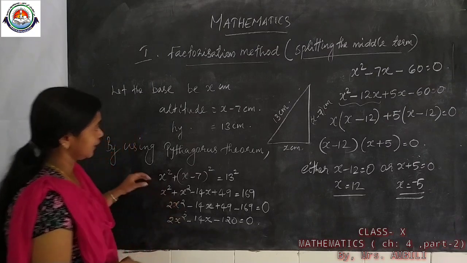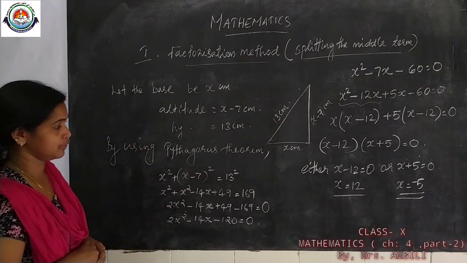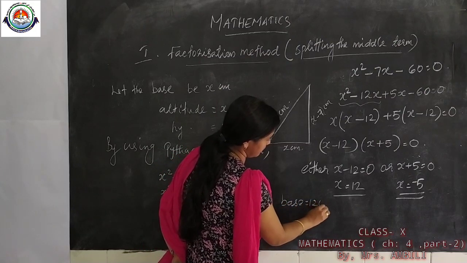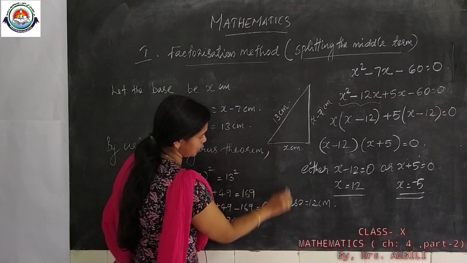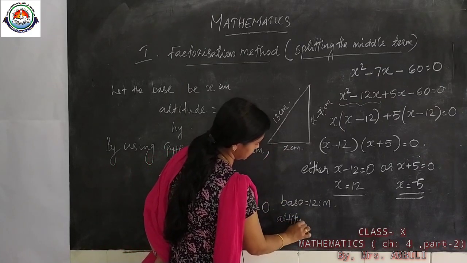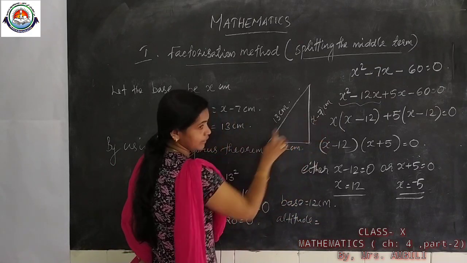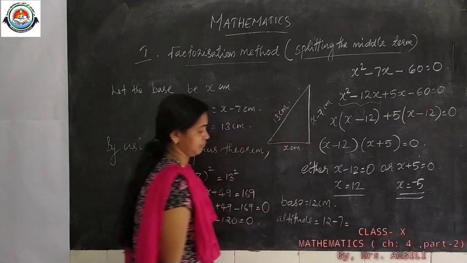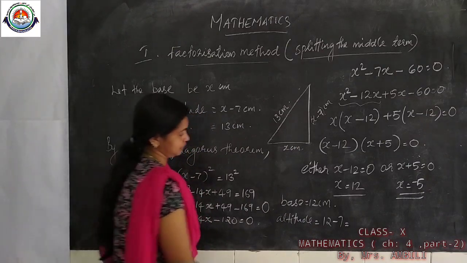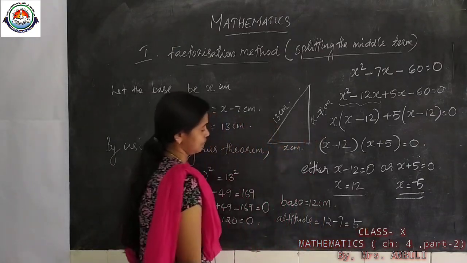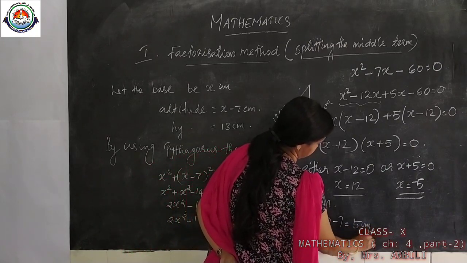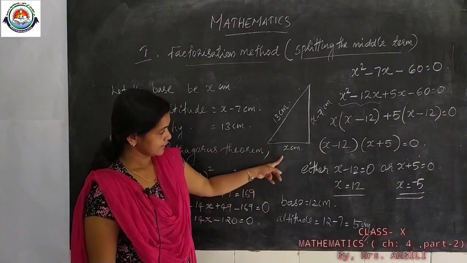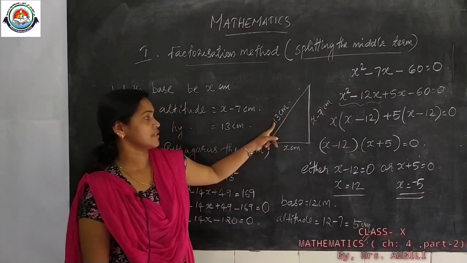Then we need to find the altitude and the other two sides. So, base equal to 12 centimeter. What about its altitude? What is altitude? x minus 7, that is 12 minus 7, 5 centimeter. So, one side 12 centimeter, this side 5 centimeter and this is 13 centimeter.